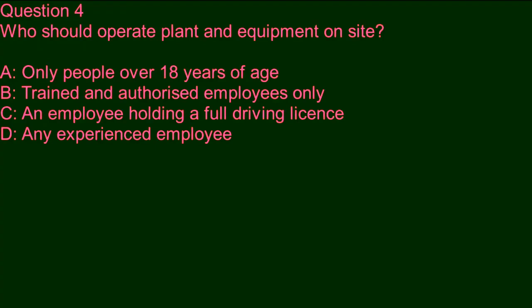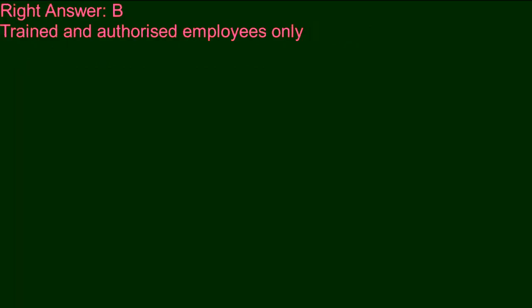Question 4. Who should operate plant and equipment on site? A. Only people over 18 years of age. B. Trained and authorized employees only. C. An employee holding a full driving license. D. Any experienced employee. Right answer, B. Trained and authorized employees only.